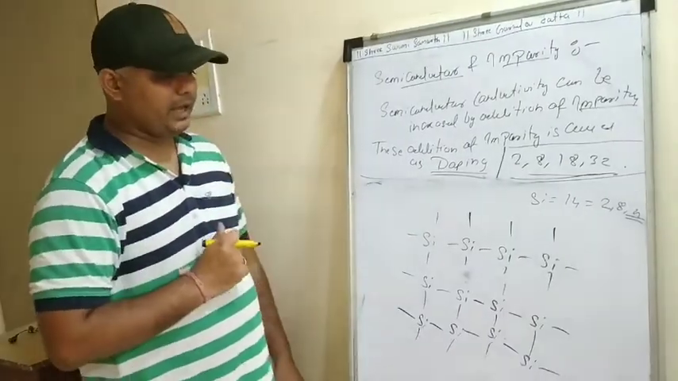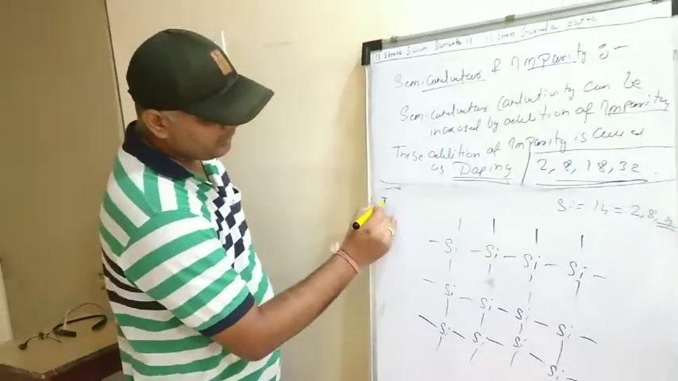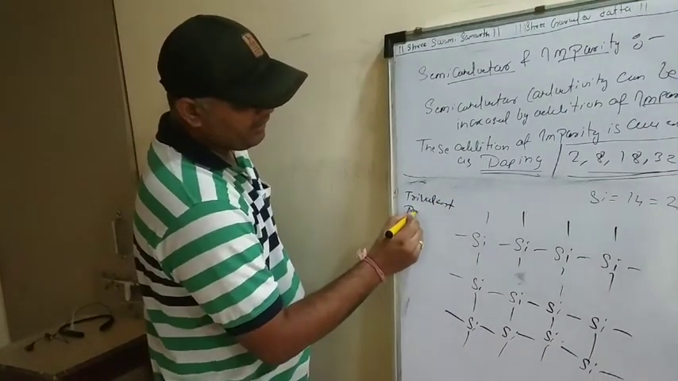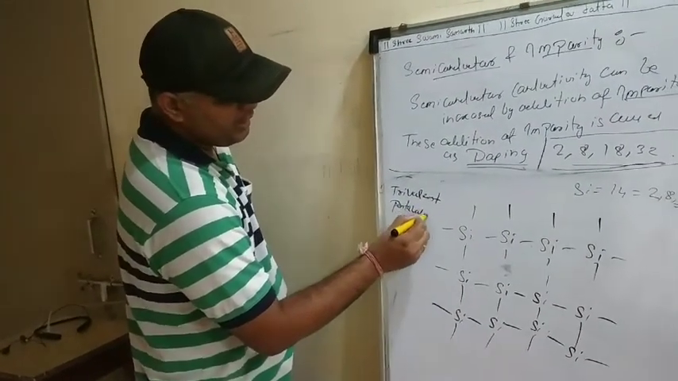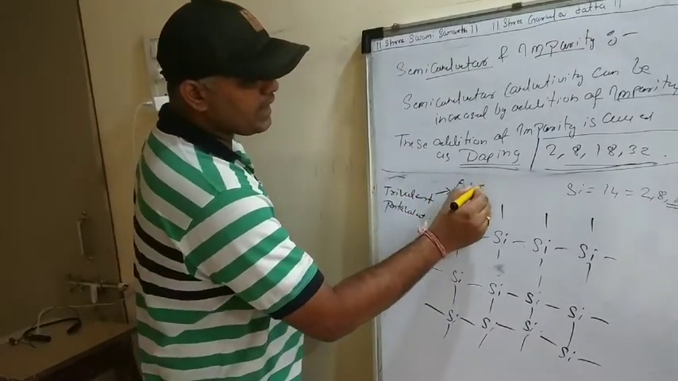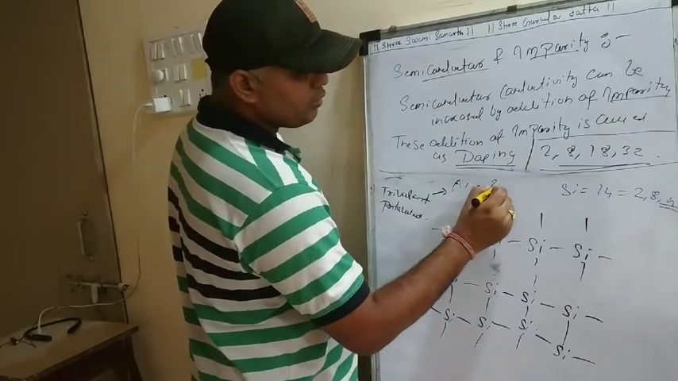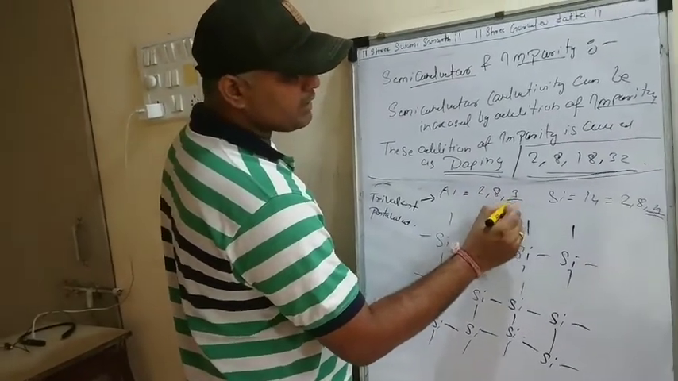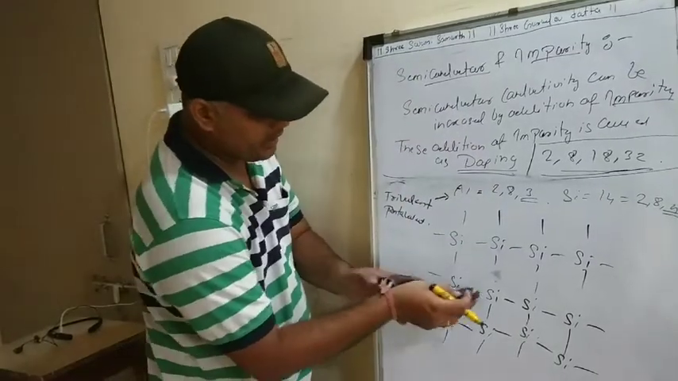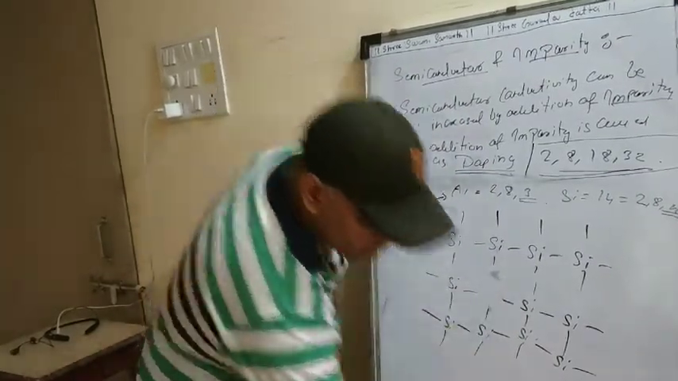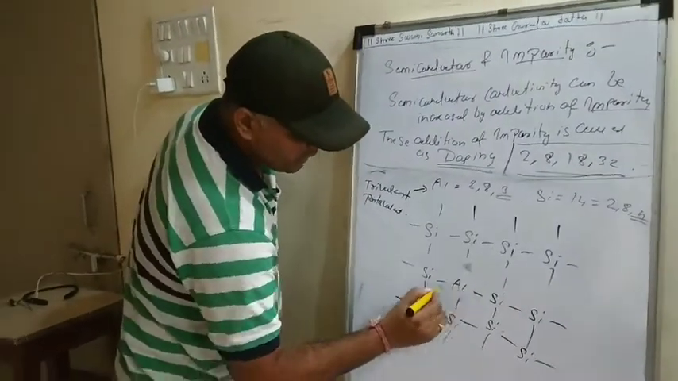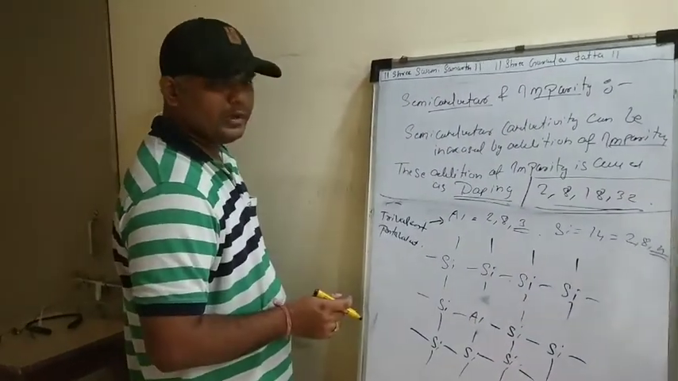Now here in this case, we are supposed to add trivalent and pentavalent impurity, right? So we are going to add trivalent impurity, aluminium, right? 2, 8, 3. Aluminium contains 3 electrons. So let's see what happens when you add a trivalent impurity. Here we are going to add the aluminium, right? As we add the aluminium, what will happen?